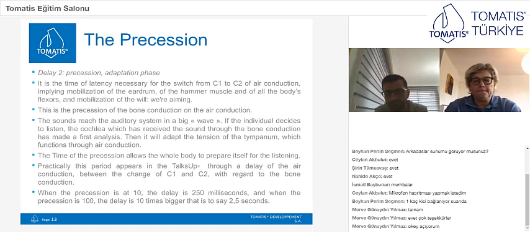So the first row must be delay, I think, not the precession here. True? Excuse me? No, the first row, because the precession is also a delay. Okay, so you mean delay in the first one? Here, when the precession is at 10, yeah, the delay on the precession is 250 milliseconds.